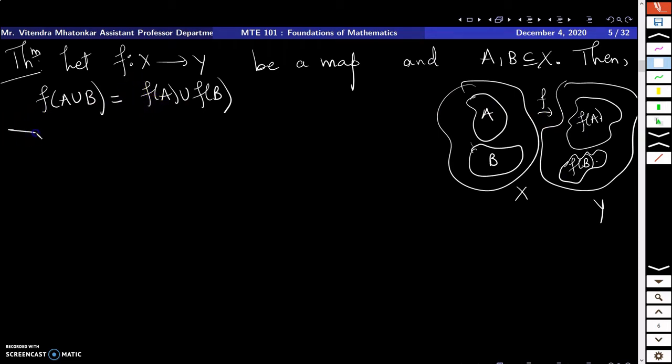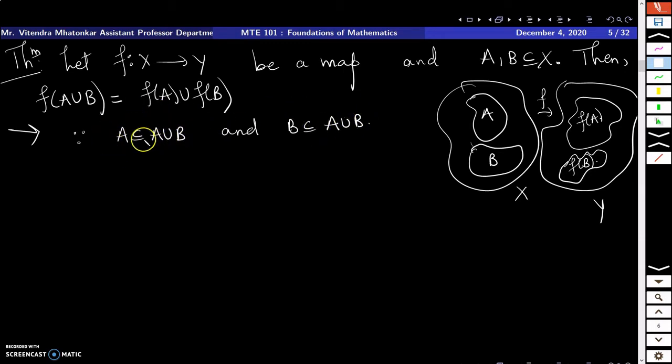So let's prove this. We have to show that two sets are equal, so we will show that each of them is a subset of the other. Okay, so we know that A is a subset of A union B always, and B is also a subset of A union B, right? The standard result in set theory.